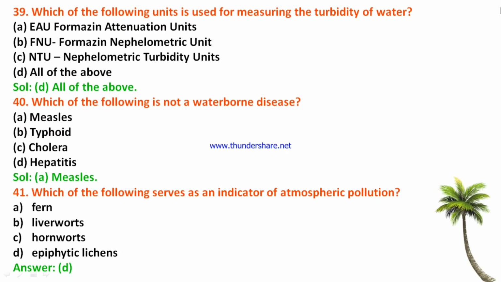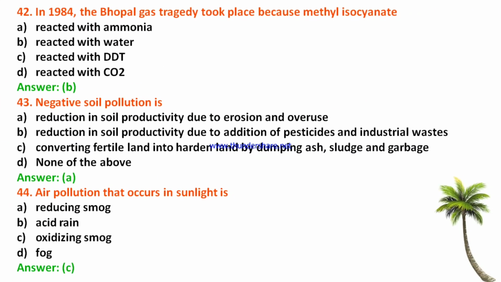Next, number 41 question. Which of the following serves as an indicator of atmospheric pollution? Fern, liverworts, hornworts or epiphytic lichens? And the right answer is epiphytic lichens. Next, in 1984, the Bhopal gas tragedy took place because methyl isocyanate reacted with ammonia, reacted with water, reacted with DDT or reacted with CO2. And the correct answer is when methyl isocyanate reacted with water, then Bhopal gas tragedy takes place.